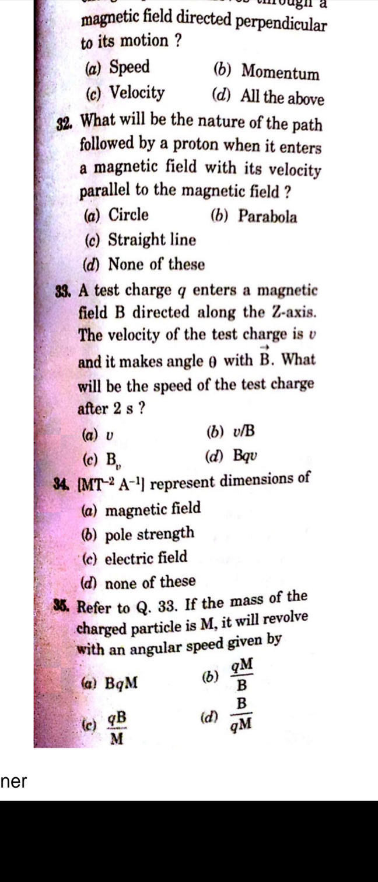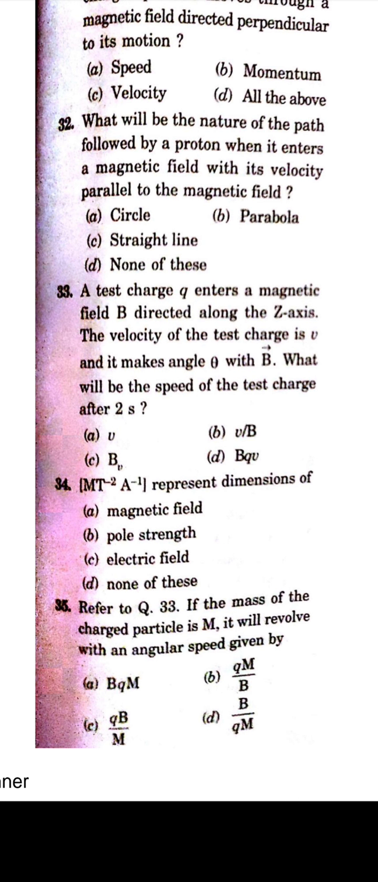We know that the magnetic field has the dimension MT^-2A^-1, so it will be the dimension of the magnetic field itself. Now the second one: if the mass of the charged particle is m and it revolves, then the angular speed is given by.